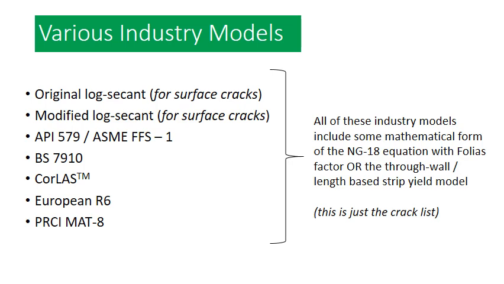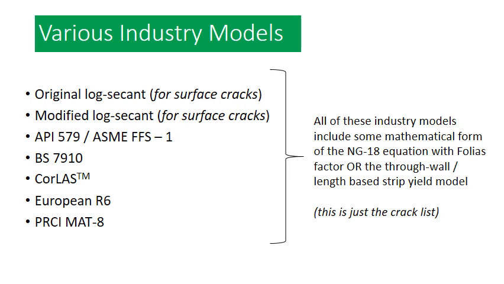If you look at things like API 579, British Standard 7910, European R6 model, and PRCI MAT8, those are all based on failure assessment diagrams, and typically the x-axis on those, where you're looking at ductile behavior, is going to be based on a strip yield model solution. So you kind of have it buried deep in the mathematics, and most people are not necessarily cognizant of that, but there it is.